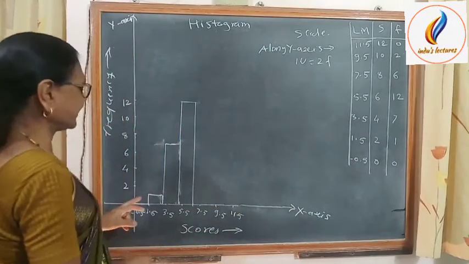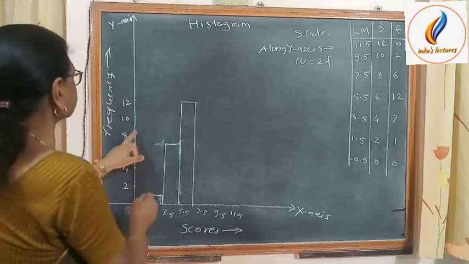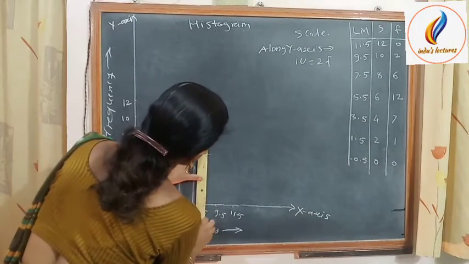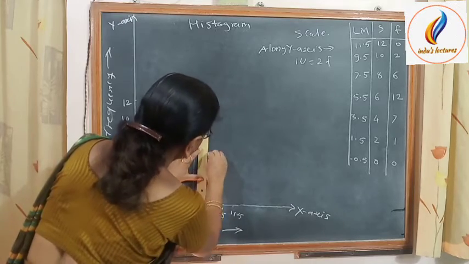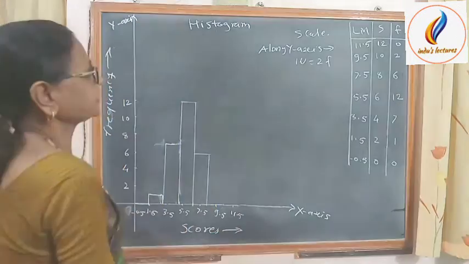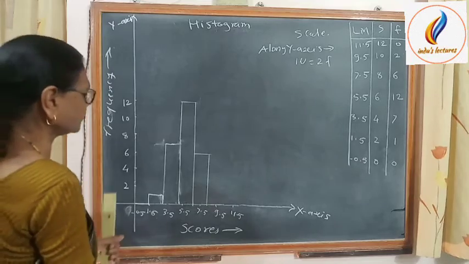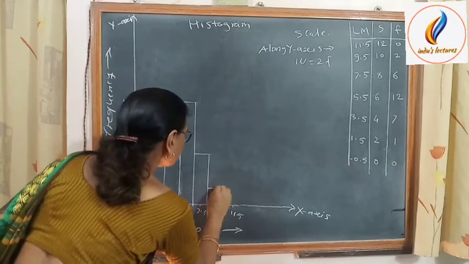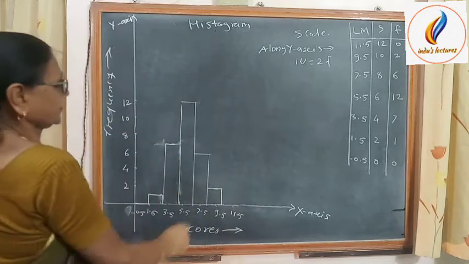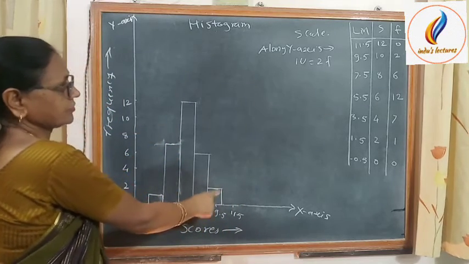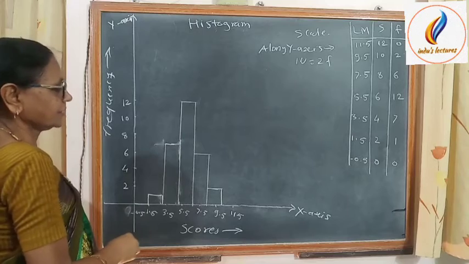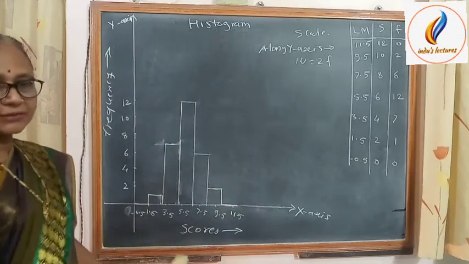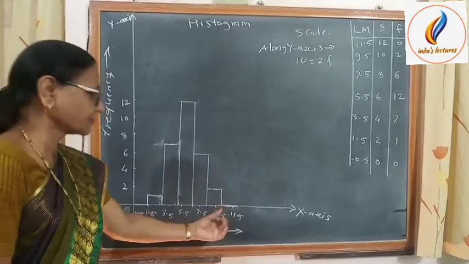Now the next score is 8 and its frequency is 6. So consider this point 6. Then the next score is 10, its frequency is 2. So consider this frequency 2 and draw the bar. This is the bar for score 10, and the last one is 0, which is for the extra class interval, that means there is no bar.